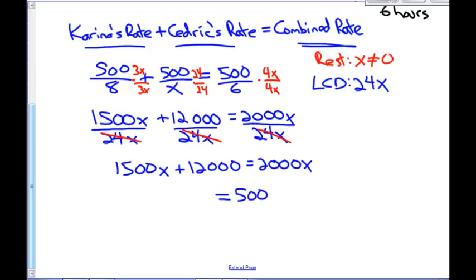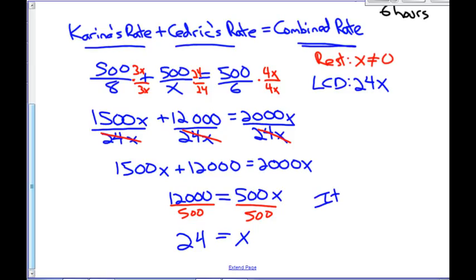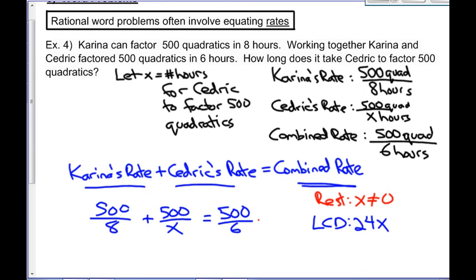That gives us 500x equals 12,000. Divide both sides by 500. And x is 24. In other words, it takes 24 hours for Cedric to factor 500 quadratics.